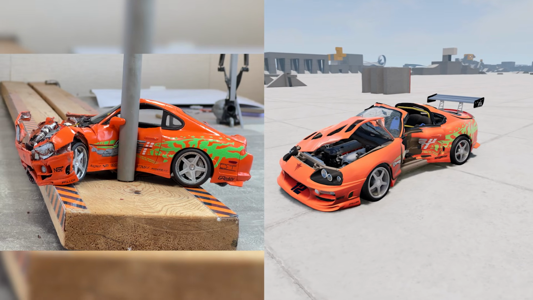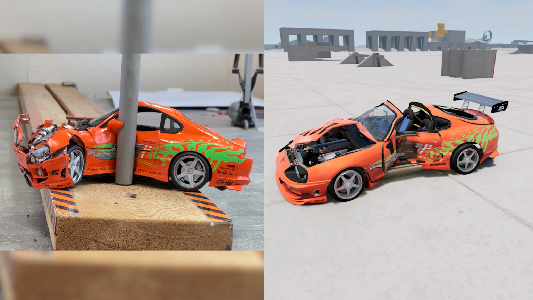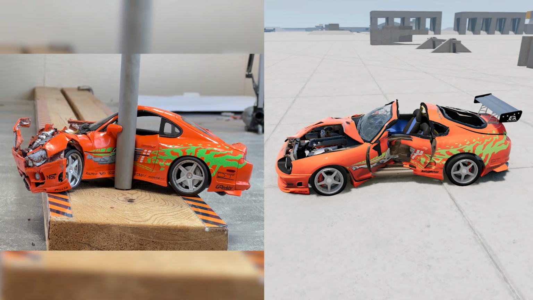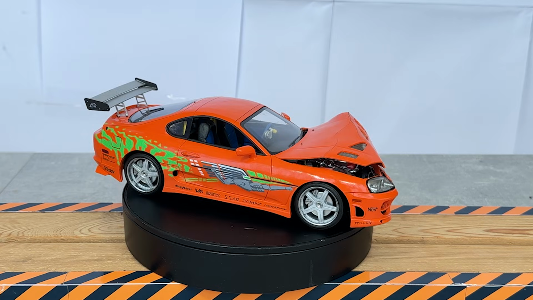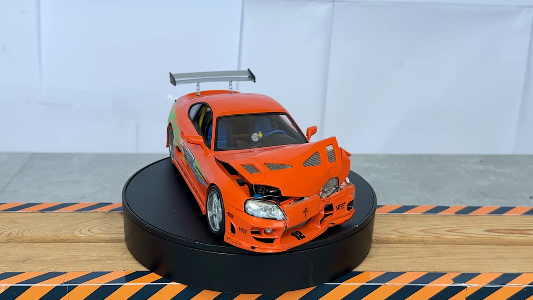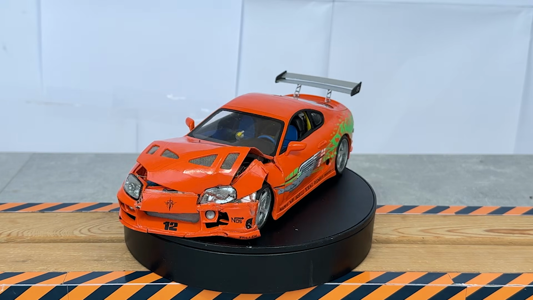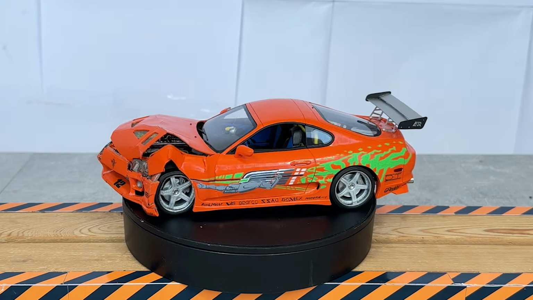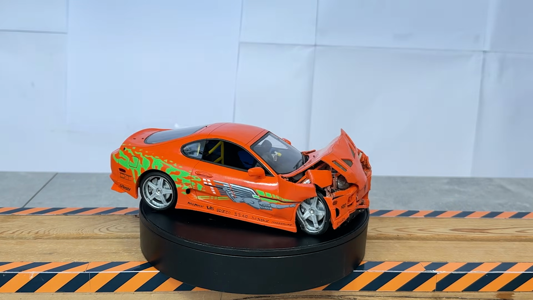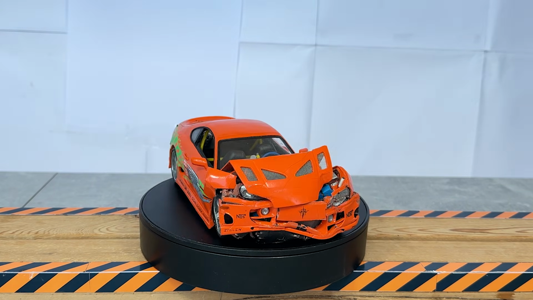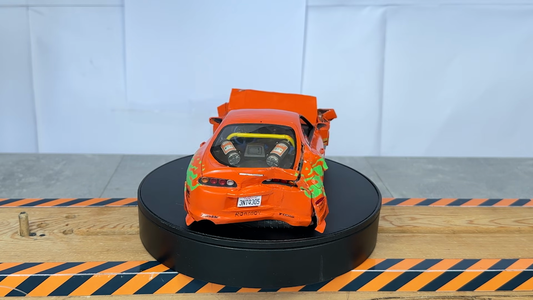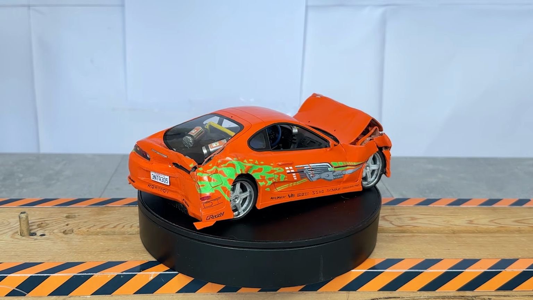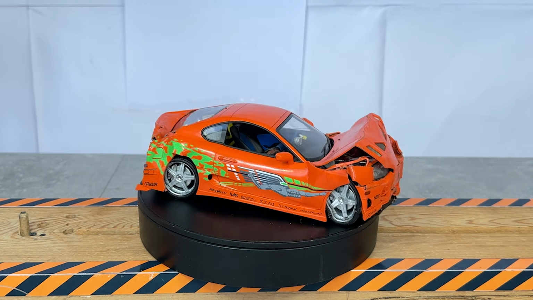Here is a comparison between a destructible plasticine model and a computer simulation. The results are interesting. In some places, the damage between the cars looks very similar, and in other places, it turns out to be completely different. But in general, if you don't go into details, it looks very similar, considering that I made the model from plasticine with my own hands, and I specially calculated the body structure so that it could be deformed.